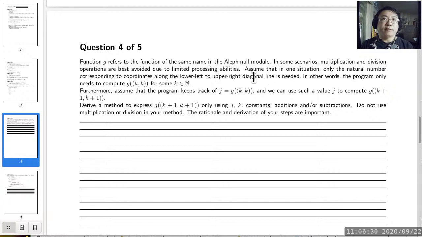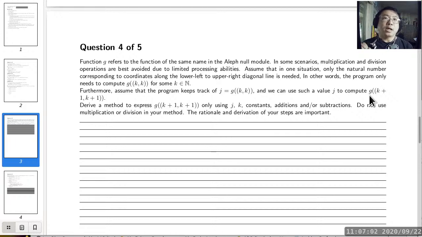In this class, I will have to make this statement more clear because of the way that I talked about it. But the following sentence clears it up, right? In other words, the program only needs to compute g of kk for some k as an element of N. Furthermore, assume that the program keeps track of j, a particular variable, which is defined to be g of kk, and we can use such a value j to compute g of k plus 1, k plus 1.